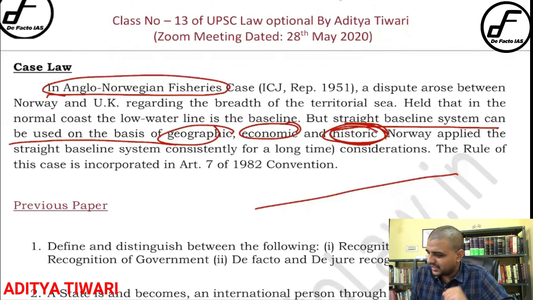The International Court of Justice decided this case in 1951, so that is a very important case. The ICJ also decided our Kulbhushan Jadhav case, which we will talk about in the next class, along with jurisdiction over individuals.